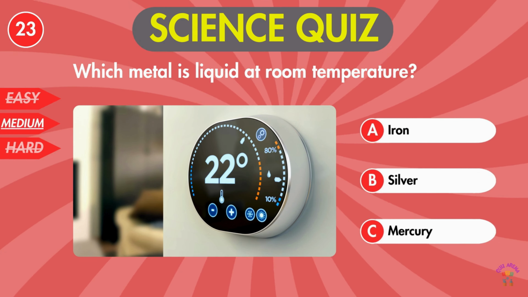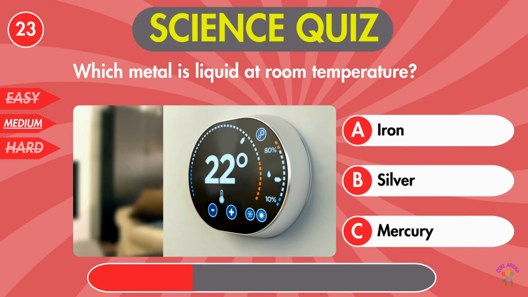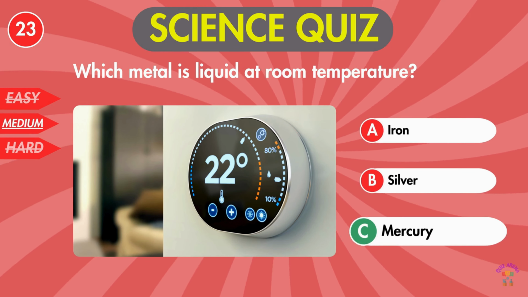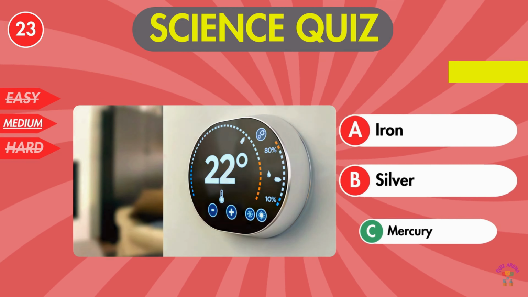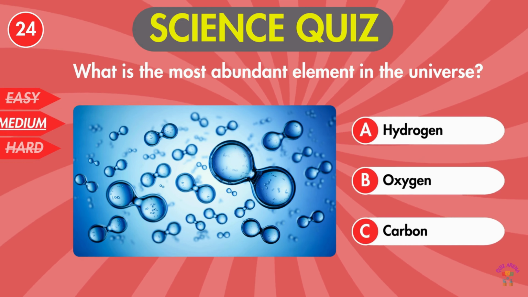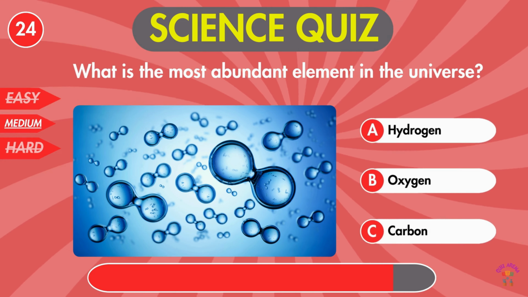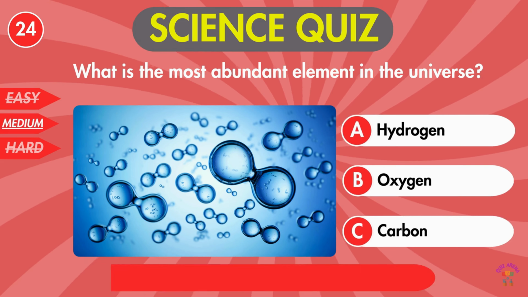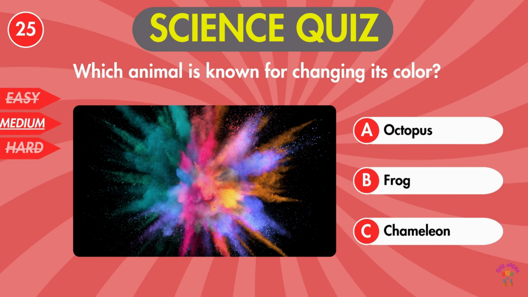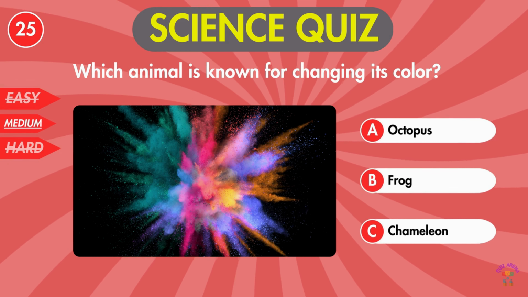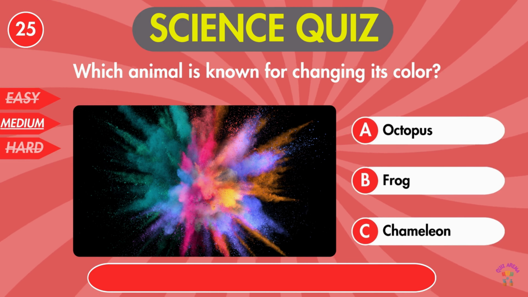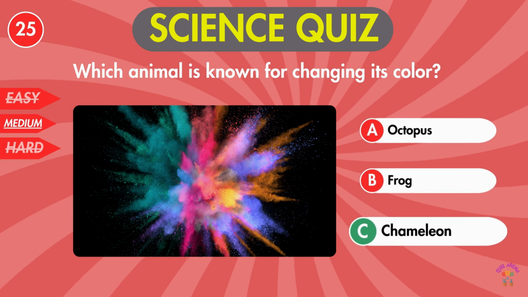Which metal is liquid at room temperature? Mercury. What is the most abundant element in the universe? Hydrogen. Which animal is known for changing its color? Chameleon.